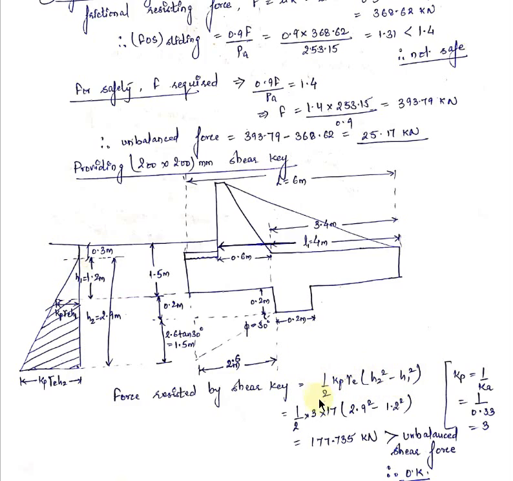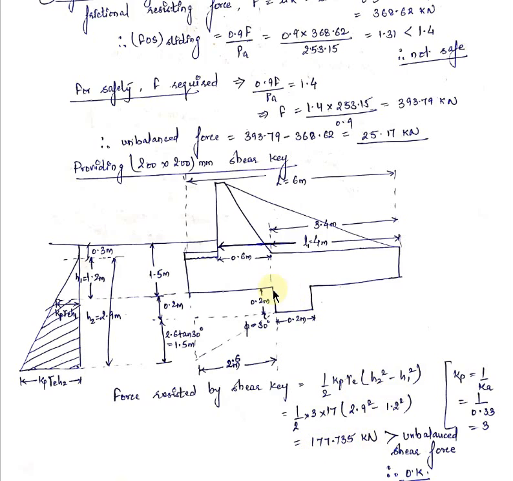So when you take half Kp gamma e as common, you will get half Kp gamma e bracket h2 square minus h1 square. Now put all the values. So by putting all the values, you will get 177.735 kilonewton.